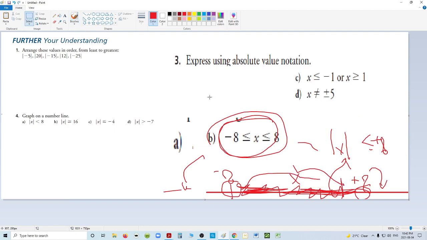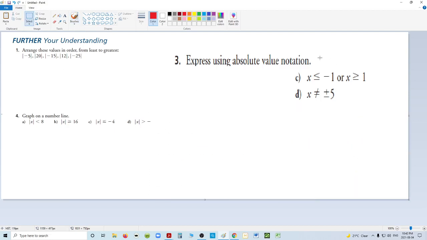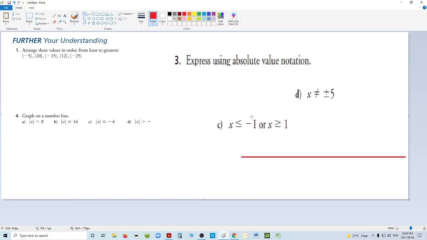Okay, this is an interesting one, but it's the same thing really. We got smaller or equal to minus 1 or bigger or equal to 1. So on the number line, that's smaller or equal, so it's minus 1, including minus 1 all the way down here, and forever that way, and plus 1, and including plus 1 all the way up here, forever that way.